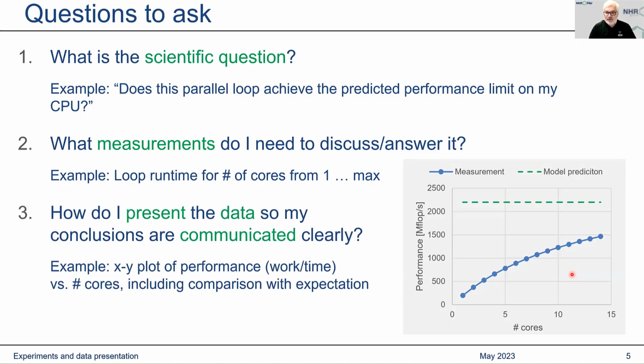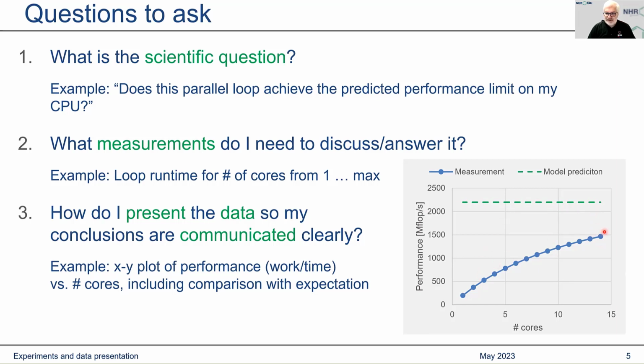And third, once I took the data, how do I present the data so that my conclusions are communicated clearly? Here I show how this could be done. I could show an XY plot of performance, which is work over time, versus number of cores, because we're dealing with a multi-core CPU. And then I'm plotting performance versus number of cores and comparing it to some model prediction that somebody might have done for the full CPU, in this case 14 cores.